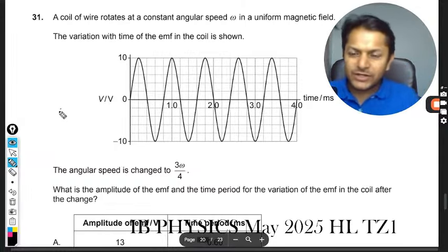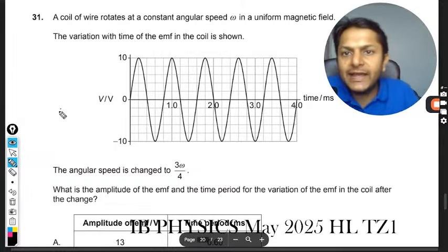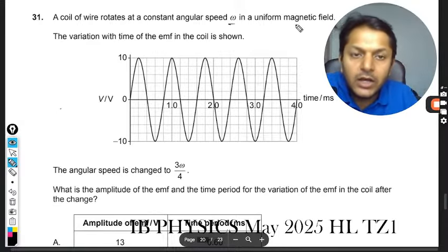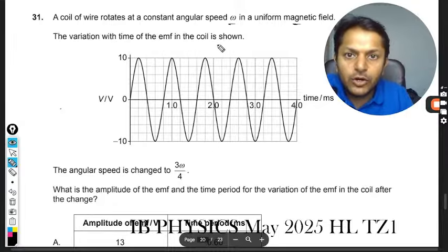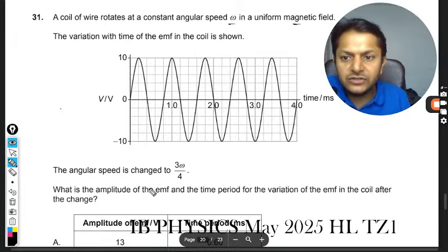Okay, dear student, let's see what is there in this question. A coil of wire rotates at a constant angular speed omega in a uniform magnetic field. The variation with time for the EMF of the coil is given. The angular speed is changed to this. What is the amplitude of the EMF and the time period?